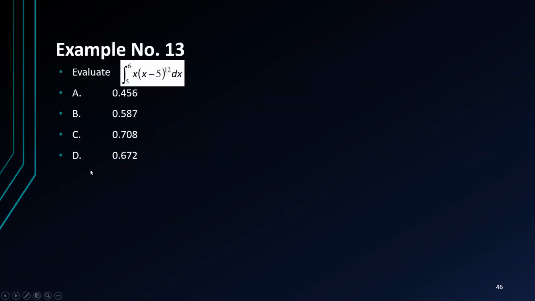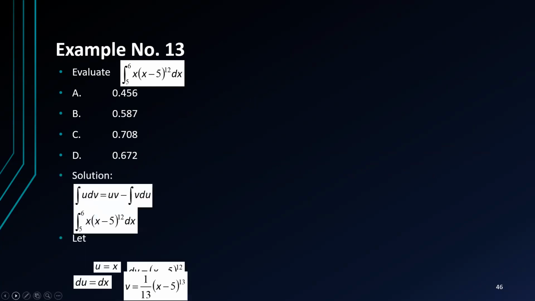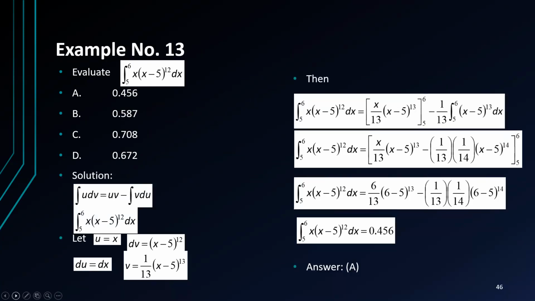Example number 13. Evaluate (x minus 5) exponent 12 times dx, whose limit is from 5 to 6. Okay. So, solution. This is from a board exam. The integral of u dv is equal to uv minus the integral of v du. Kasi yung sisipar natin, yung x, saka (x minus 5) exponent 12. So, the integral of x times (x minus 5) exponent 12 dx.